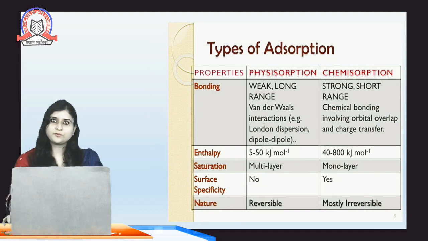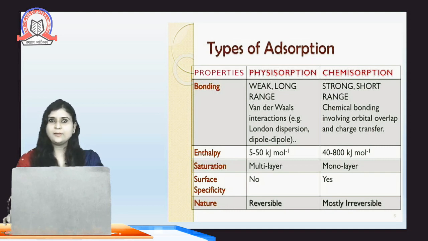Types of adsorption. Now here we can see the properties and types of adsorption. There are two types of adsorption: one is physisorption and the second one is chemisorption. As we can see, physisorption means having some important physical properties, and chemisorption shows some important chemical properties. So let us see both types of adsorption with their properties.